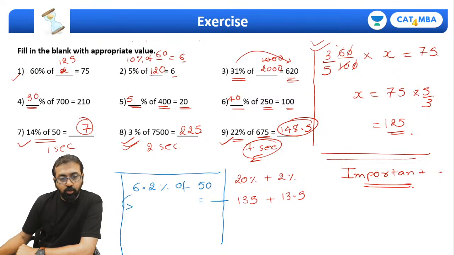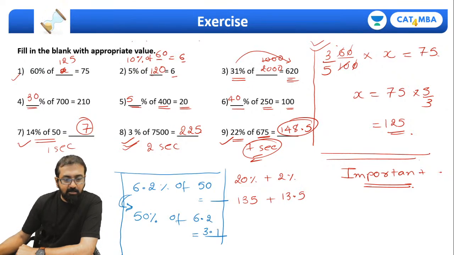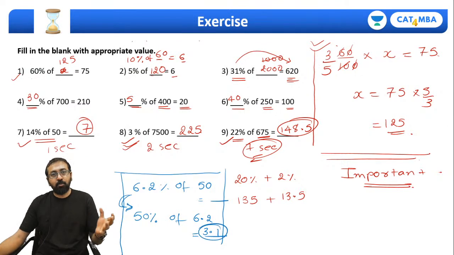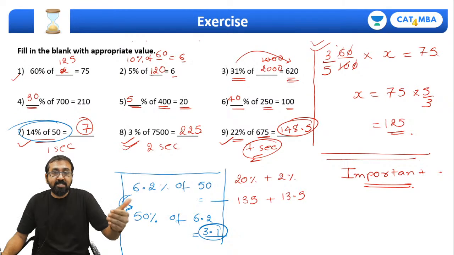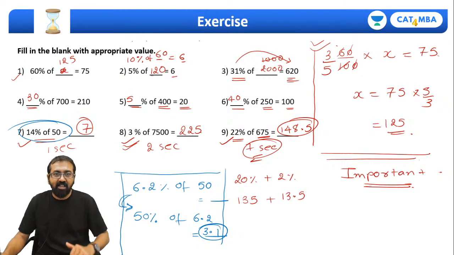You know, 6.2% of 50 is the same as 50% of 6.2. And you know 50% of any number is half of it, so 50% of 6.2 is 3.1. Right? The same way you can think even in this question: 14% of 50 is the same as 50% of 14, which is 7. So this is how the calculations will be simplified, guys.